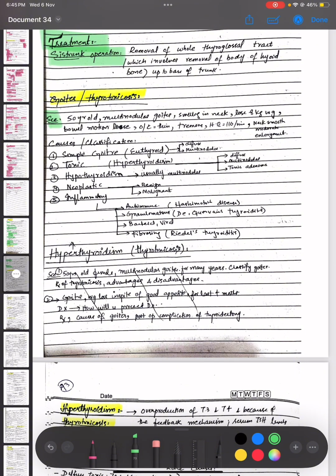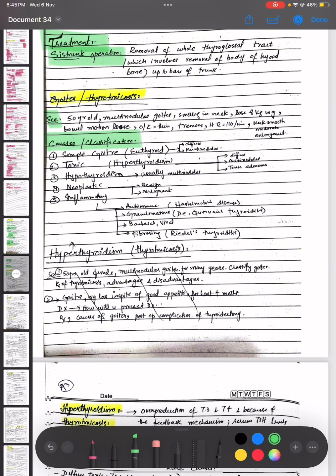So what are the causes or classification of the goiter? These are simple goiter, that is euthyroid, also known as diffuse or multinodular goiter. Then toxic goiter, also known as hyperthyroidism. Then hypothyroidism.